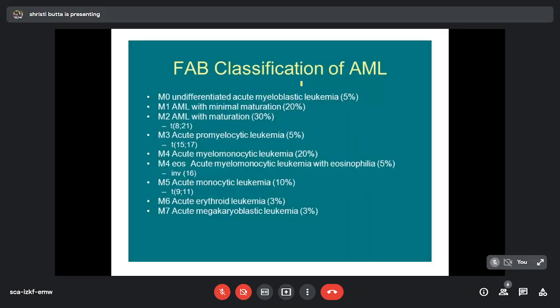Now coming to the FAB classification of AML. The French, American, British, they classified AML as M0 or the undifferentiated acute myeloblastic leukemia, M1 or those with minimal differentiation, M2 with maturation, M3 acute promyelocytic, M4 myelomonocytic, M5 monocytic, M6 erythroid leukemia, and M7 acute megakaryoblastic leukemia.